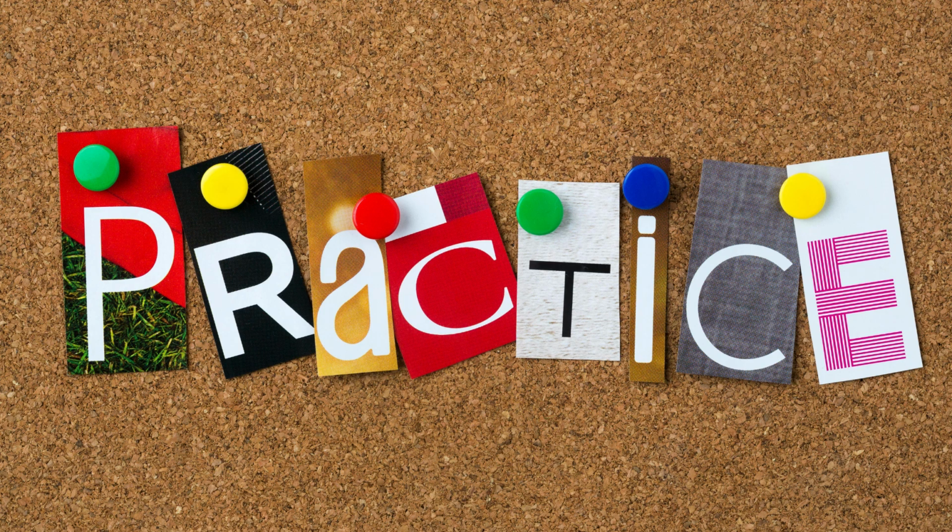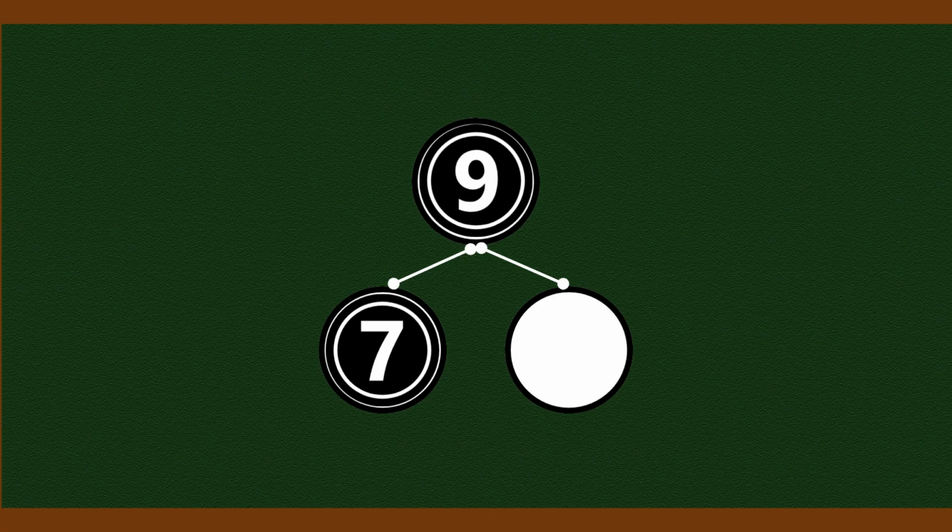All right, math stars, it's your turn. Let's practice. Here's a number bond. The whole is 9 and one part is 7. So what's the other part? That's right, the other part is 2.